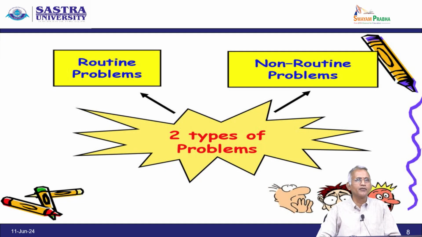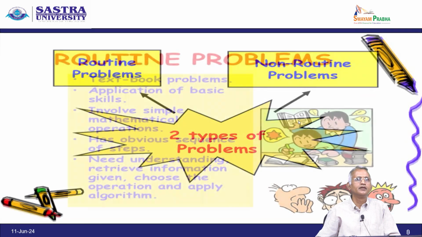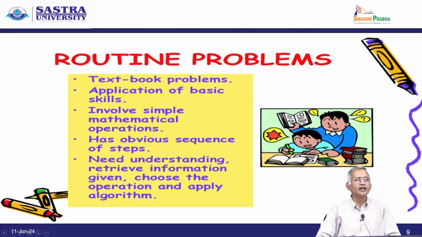There are two types of problems: one is a routine problem, another is a non-routine problem. A routine problem is a textbook problem, and it has a lot of application and basic skill. It involves simple mathematical operations and has an obvious sequence of steps. It needs understanding, retrieving the information given, choosing the operation and applying the algorithm. So, this is the routine problem.